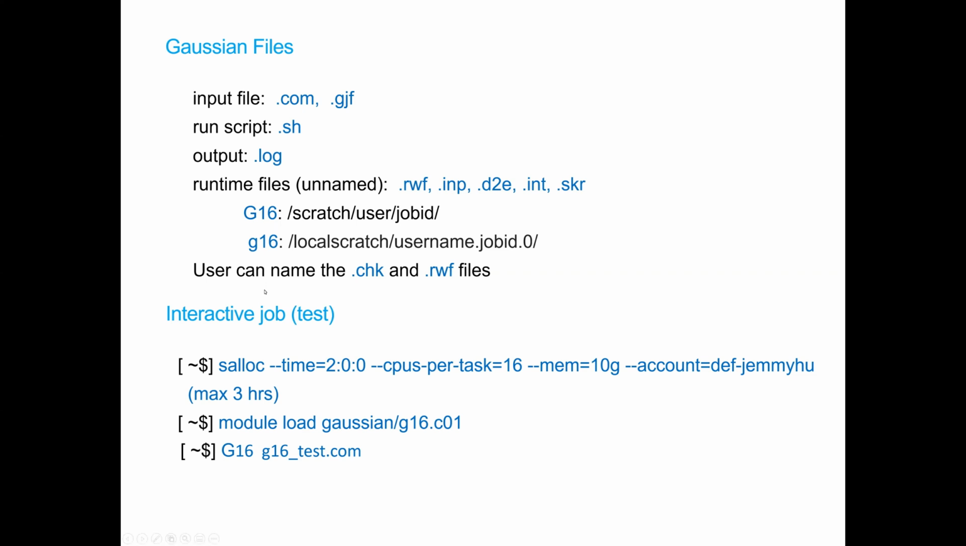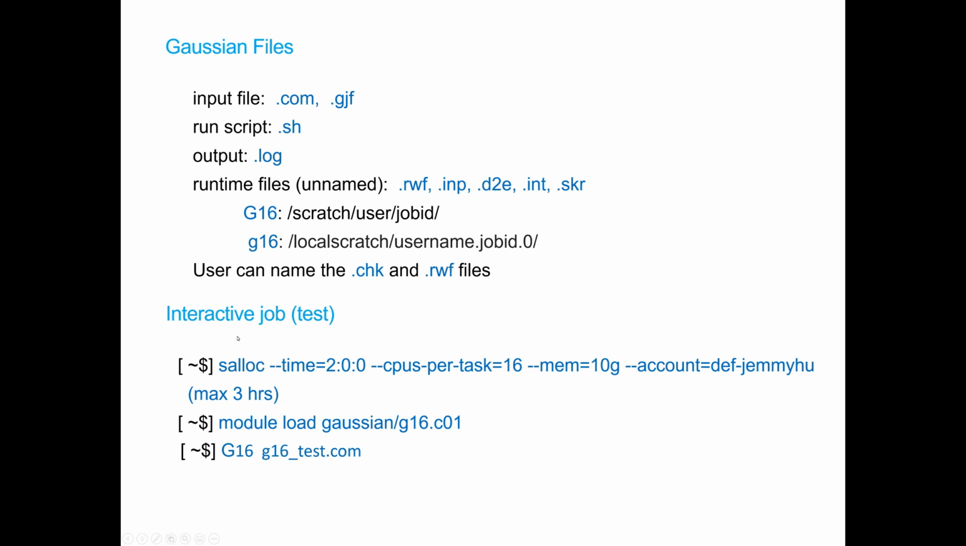Gaussian users will actually recommend you always name your checkpoint file .chk, or sometimes your .rwf file. And in that case, you know which job you're running. And these two files are important for you to restart a job in case your job fails for whatever reason. We'll talk about that later, okay?